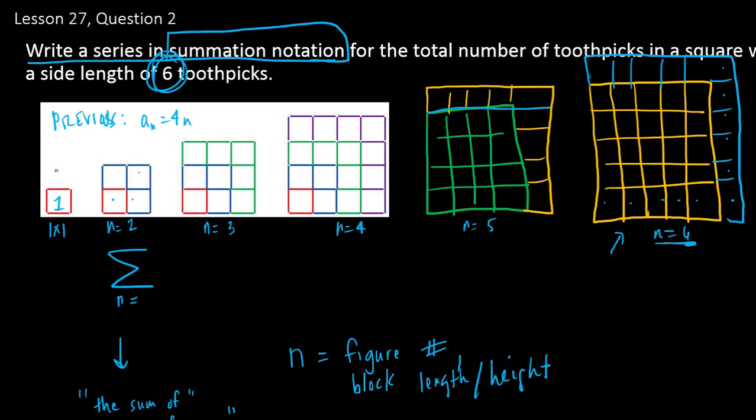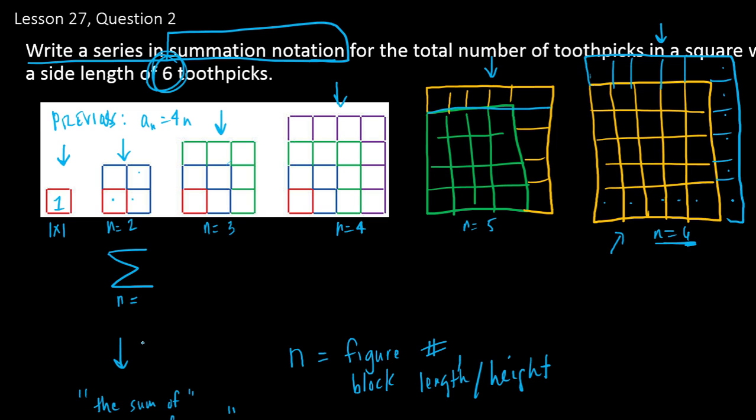Rather, I start at figure 1, and I count how many were added to make that figure. Then I count how many blue toothpicks were added to get figure 2. Then I count how many green, how many purple, how many yellow were added, how many light blue were added. Okay, so you can see each time I'm just counting how many were added to get the new figure. Now if I add all of those numbers together, if I add the number of red, dark blue, green, purple, yellow, and light blue toothpicks all together, it's going to tell me the total number of toothpicks it takes to build a square with a side length of 6 toothpicks, okay?